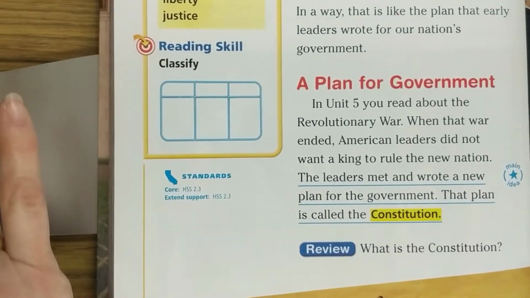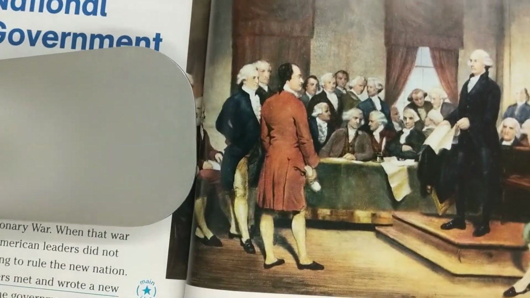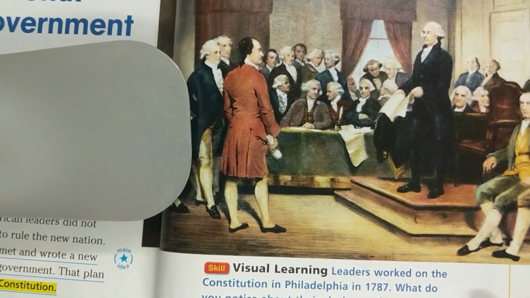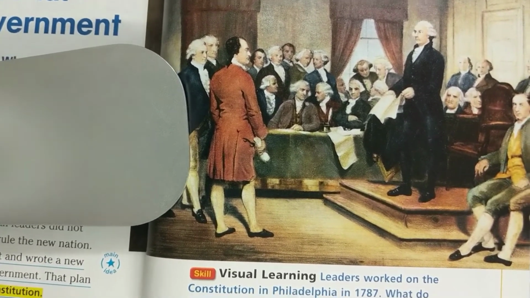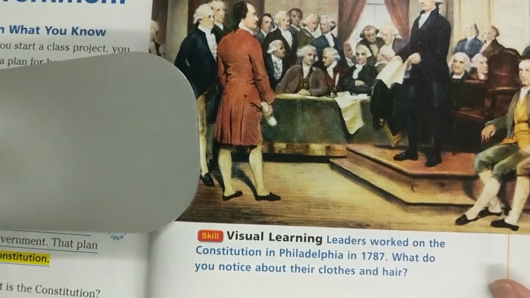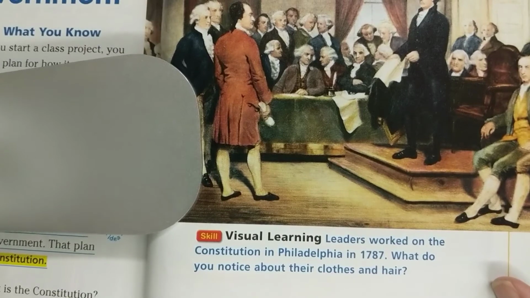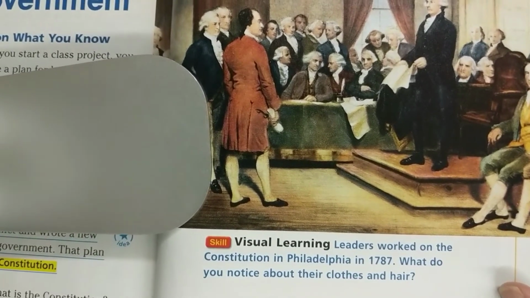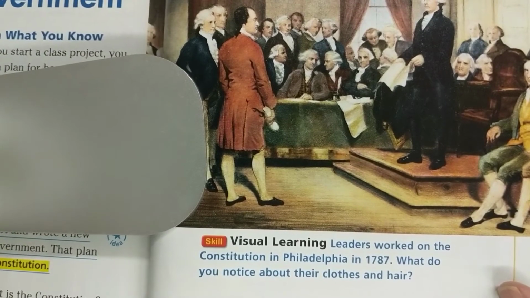All right, I'm going to move my camera over for a little bit, so just be patient with me as I move. Here's our picture of our leaders meeting together to make that plan. The caption states, leaders worked on the Constitution in Philadelphia in 1787. What do you notice about their clothes and hair?